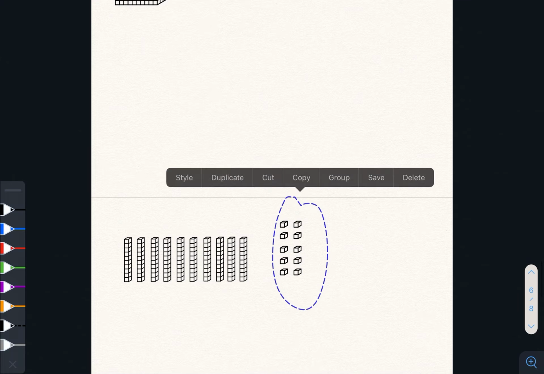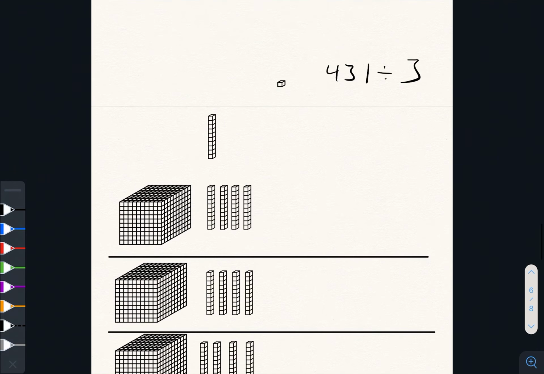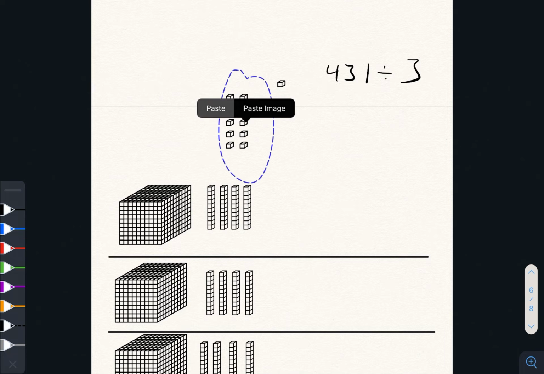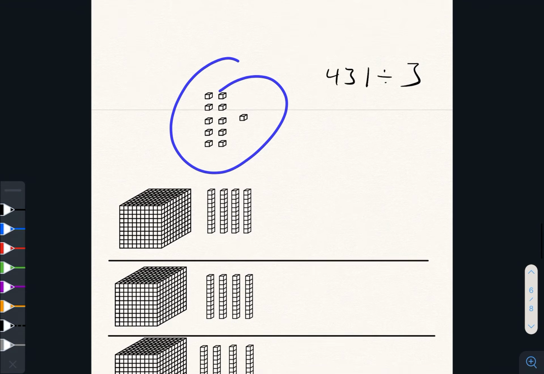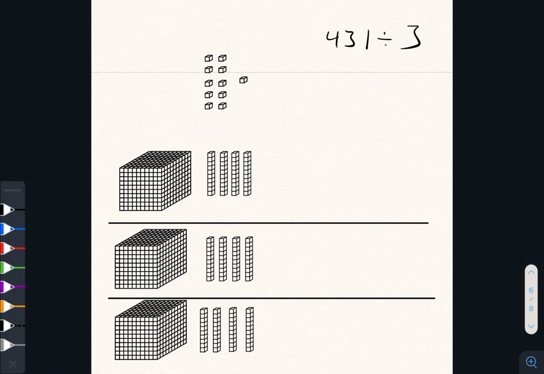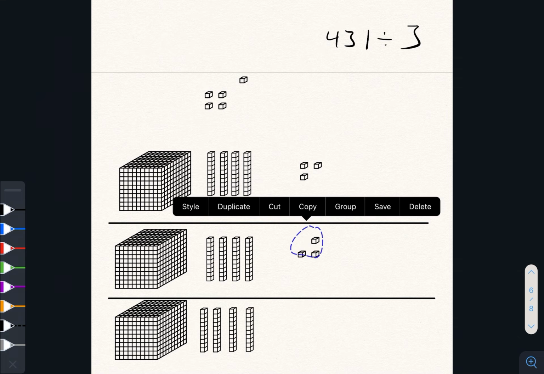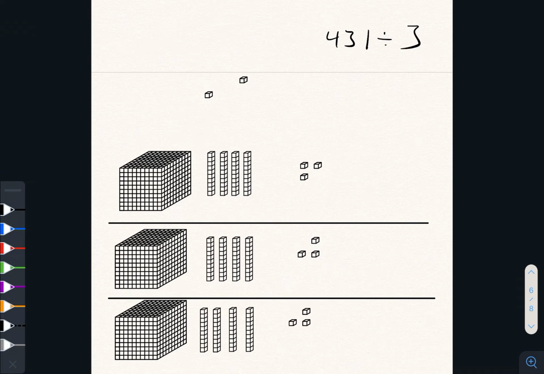And now I have to do another exchange. So I'm going to exchange this 10 for 10 ones. And I have this 1 left over. So now I have 11. I need to divide those among 3 equal groups. I think I can only do groups of 3 for that. So 3 in each group, and then I have 2 left over.